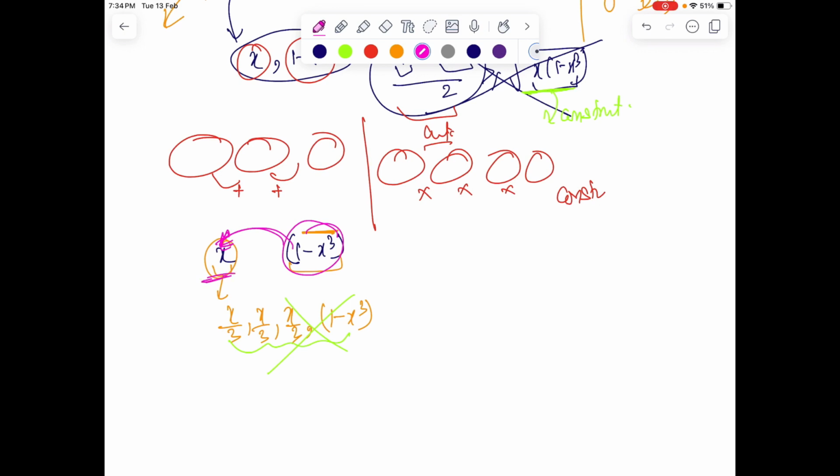What about another thought process? If x cube is there, it's better if I can directly bring x cube into the picture. Now unfortunately from x, how will you bring x cube? The only possibility is x cube by x squared. So that's clearly not a good choice, right? We need the sum of elements to be constant. So what else can we do?